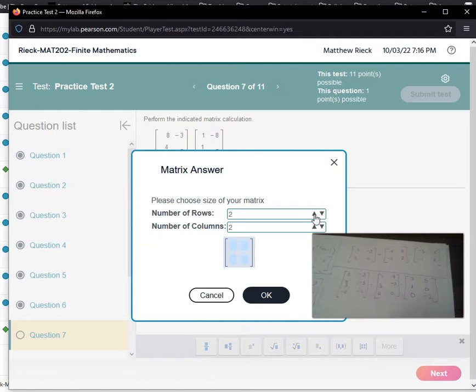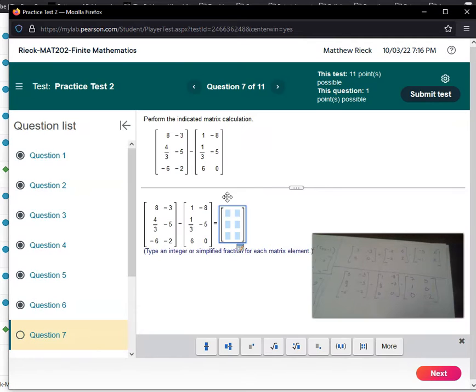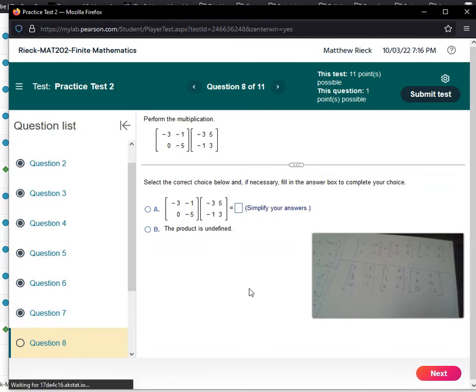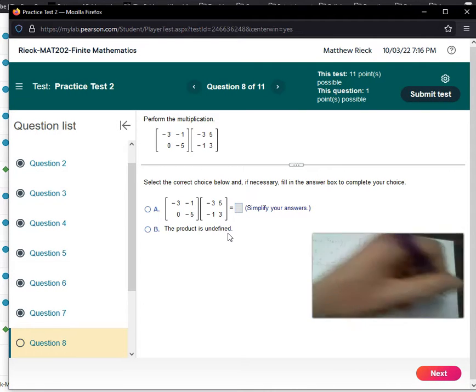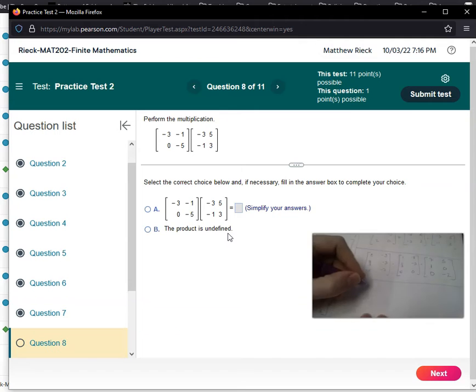So in this case, we have 3 rows, 2 columns: 7, 5, 1, 0, 0, negative 2. All right, in this case, we have multiplication.